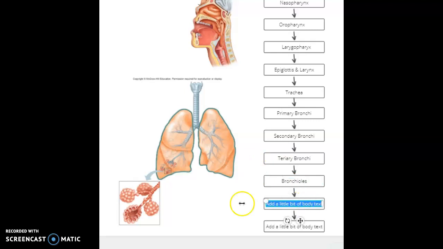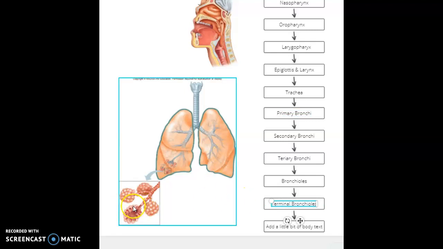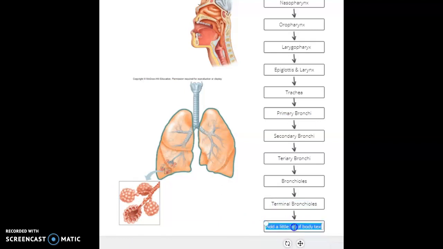Okay, bronchioles are going to end in these little portions that come out into this grape-like sac, which we're going to talk about in a moment. But those little portions that end in this grape-like sac are called the terminal bronchioles. And again, terminal just means the end. And then the airflow ends right in those grape-like sacs, or those alveoli.